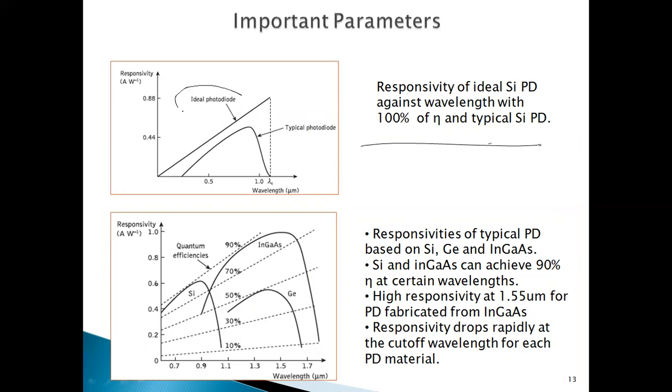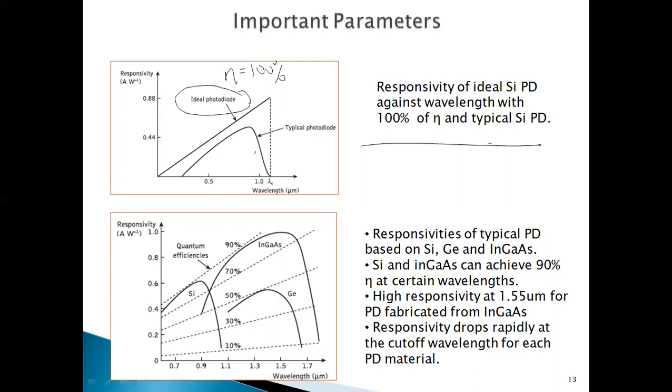The first one is for the ideal case of photodiode, where eta is equal to 100%, or the quantum efficiency is 100%. And the second one, this diagram here, is for a typical photodiode, which is the practical, the real case of photodiode.